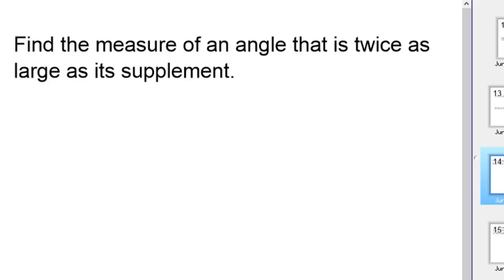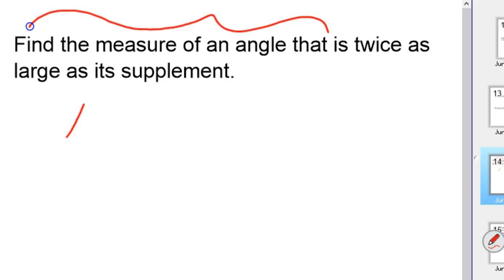What I like to do with this, and some people just guess and check, which is actually probably quicker for most of us, but if you're really good in algebra, this can be easily converted to an algebra sentence pretty quickly, or an equation. It says find the measure of an angle. So all of these words, find the measure of an angle, that's what we're wanting to find, so we'll call that x. And I'll name it. It's the measure of our angle.